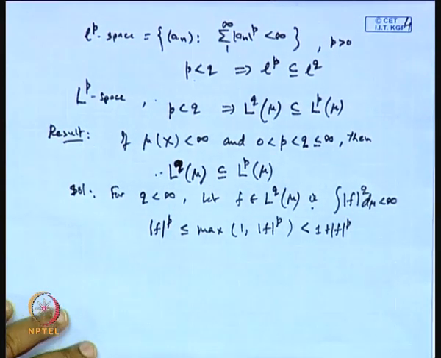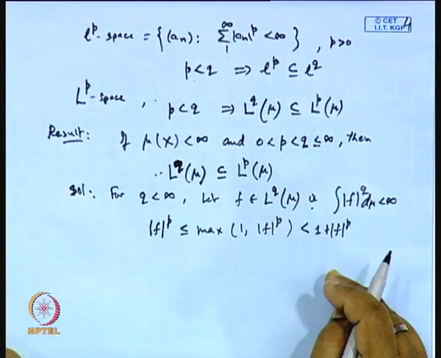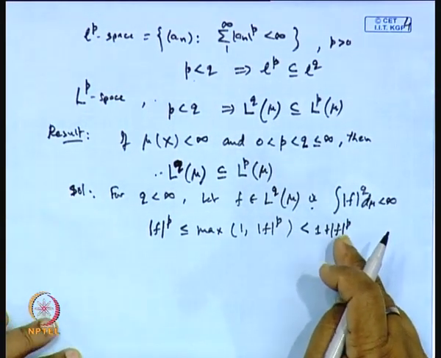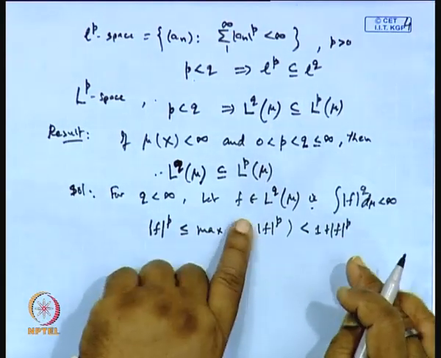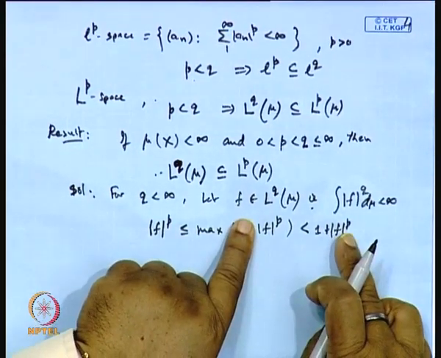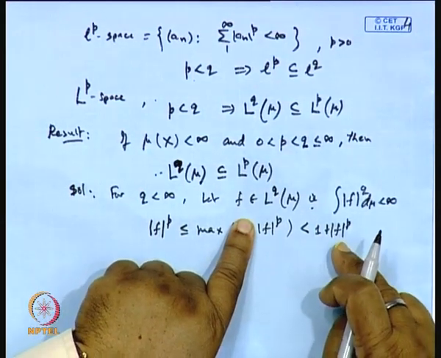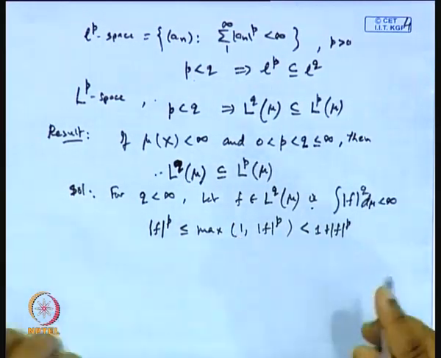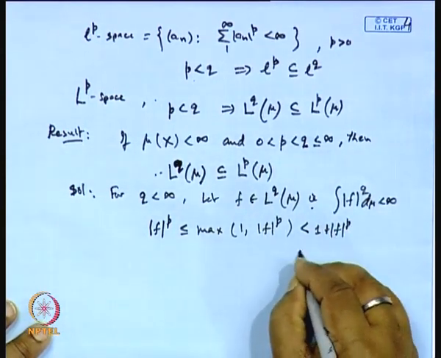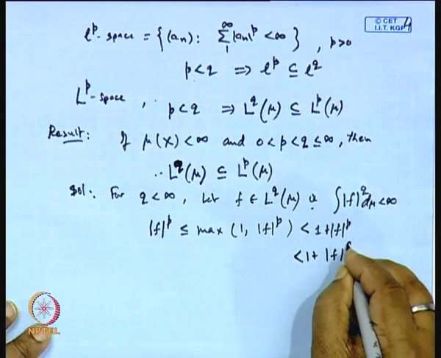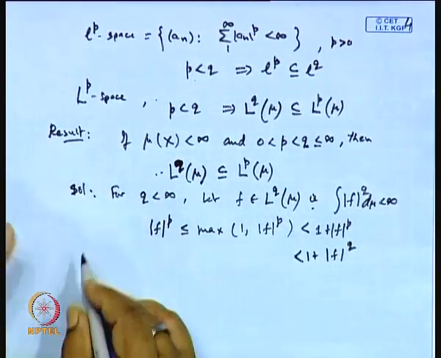Now, if p is less than q and |f| is greater than 1, then we can say |f|^p is less than |f|^q. But if |f| is less than 1, then it is less than or equal to 1. So we can say the total is always less than 1 plus |f|^q, whatever |f| may be, is it not? Because the things are like this.